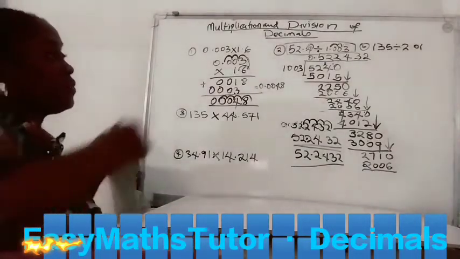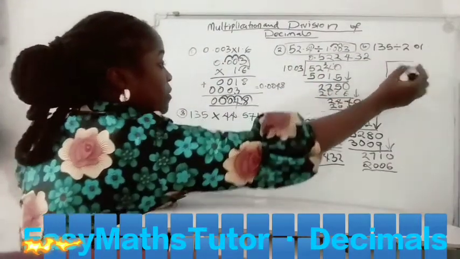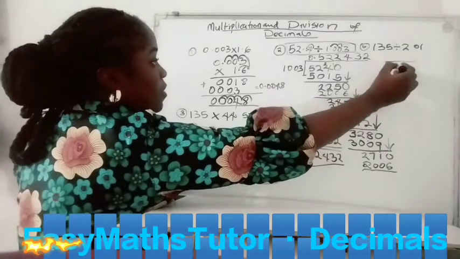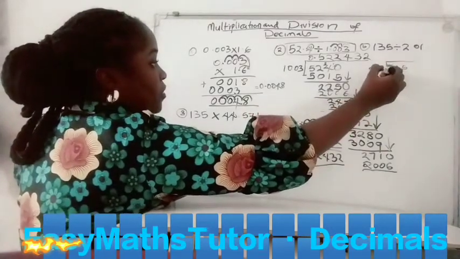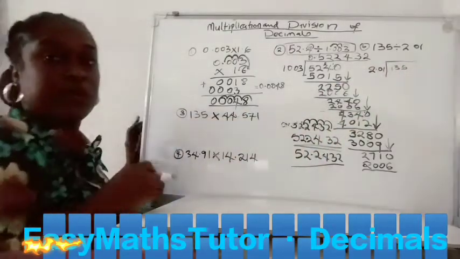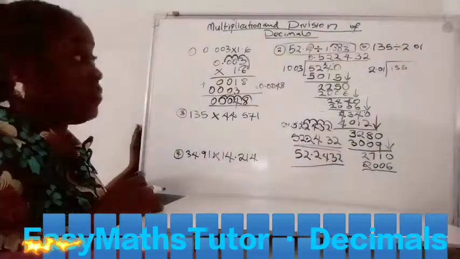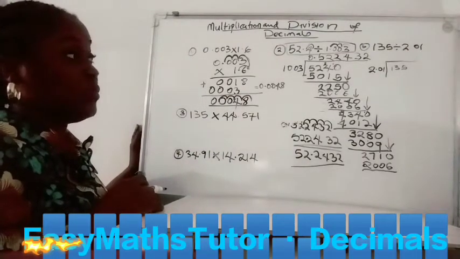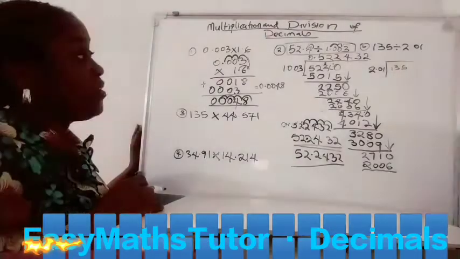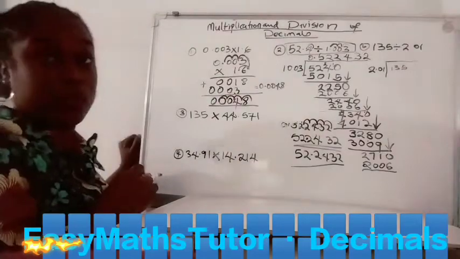So can we quickly solve this other one? This other one is 135 divided by 2.01. There are different methods to solve these things, okay? There are different methods, but this is just a long division method. After this, I'll show you the second method that you can use to solve question 2.